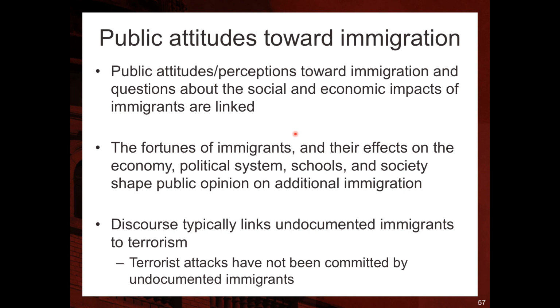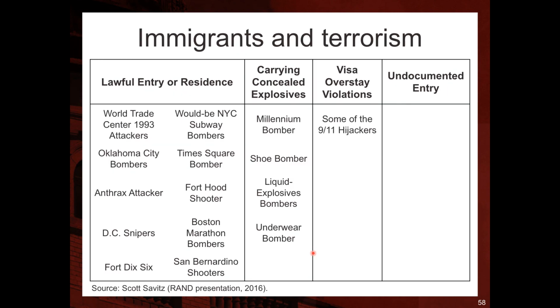So there is a lot of literature discussing these issues. The discourse typically links undocumented immigrants to terrorism. However, terrorist attacks have not been committed by undocumented immigrants. So although the public discourse says, oh, we should secure the southern border because undocumented immigrants are linked to terrorism, when we look at historical data, terrorist attacks have not been committed by undocumented immigrants. And this data here was organized by a researcher from the RAND Corporation back in 2016.